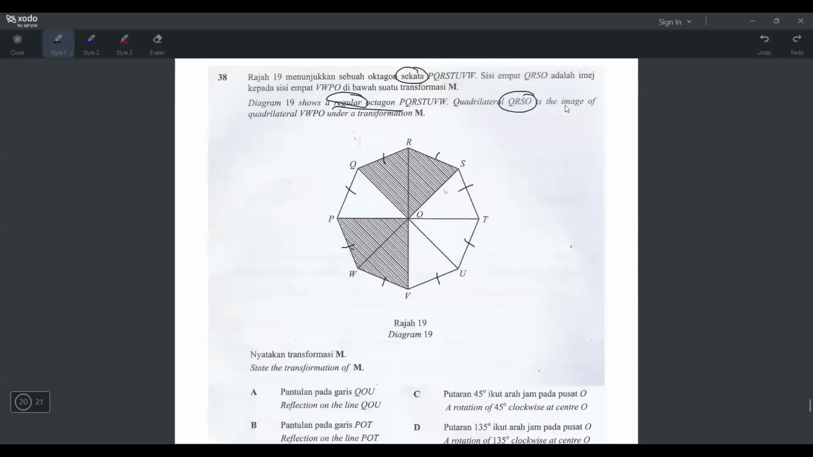Quadrilateral QRSO is the image of quadrilateral VWPO under transformation M. So they are telling you who's the image, who's the object. So you should label this. QRSO is image. So this one is the image, right? And the other one, automatic, is the object under transformation M. And then they say state the transformation M. Okay, this is definitely the transformation chapter, right? Okay, so from object to image, what is the answer?